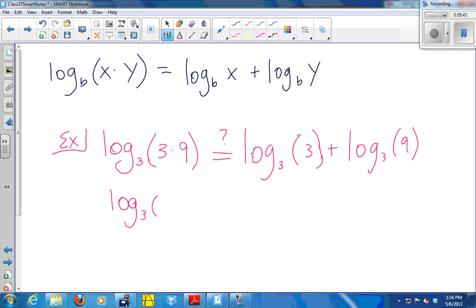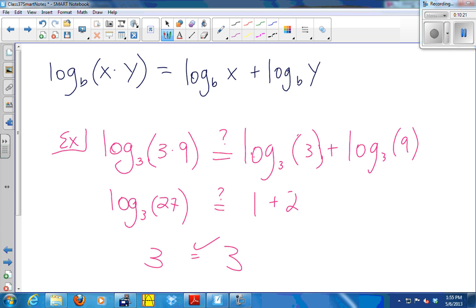Okay. 27, yeah. What power do you raise 3 to make it 27? 3. 3 times 3 times 3 is 27. Okay, so my exponent here is a 3. Okay, so does that equal log base 3 of 3, which is 1, and log base 3 of 9 is 2? So does 3 equal 1 plus 2? Got it. Okay, so we showed it with a particular example.